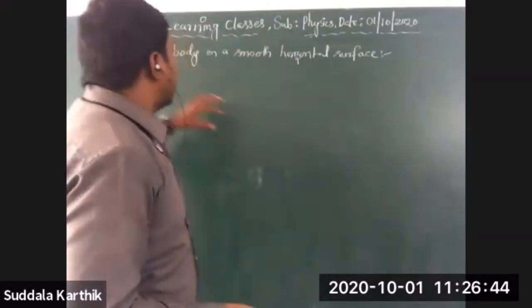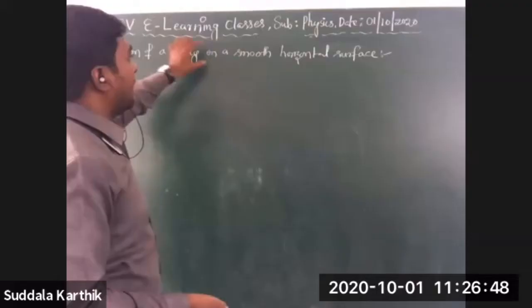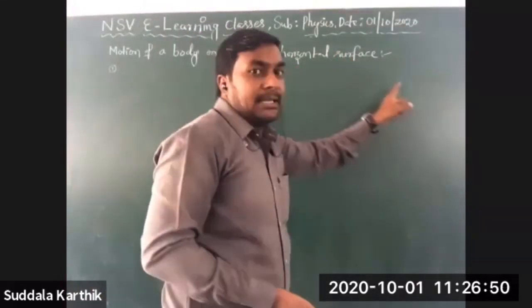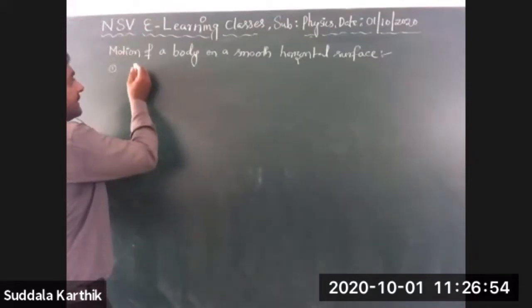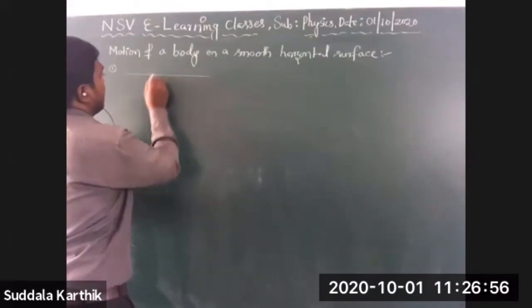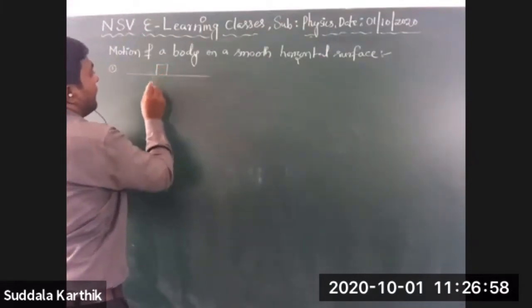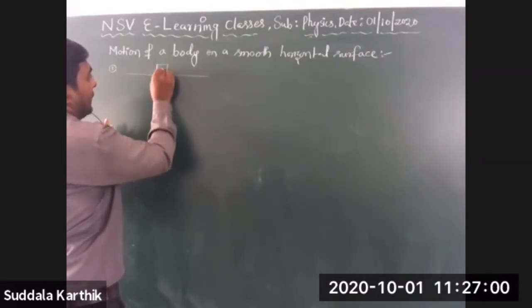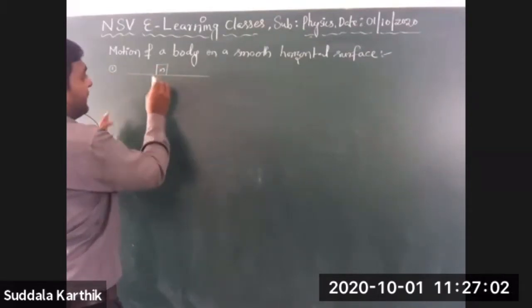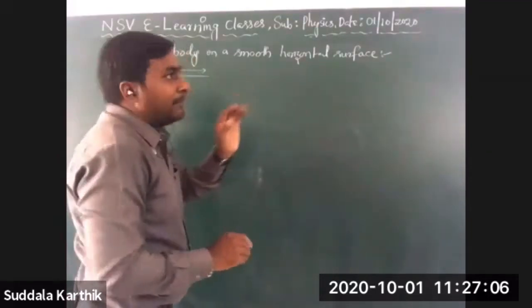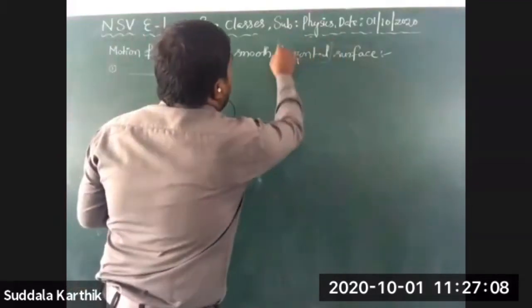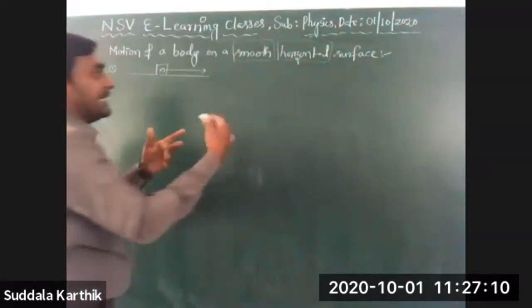Right. Yesterday, I discussed the motion of a body on a smooth horizontal surface. Under that situation, there are three different cases. One: a body of mass m is moving on the frictionless surface. It is moving in the horizontal direction only, because I have mentioned this is horizontal and smooth, nothing but frictionless.